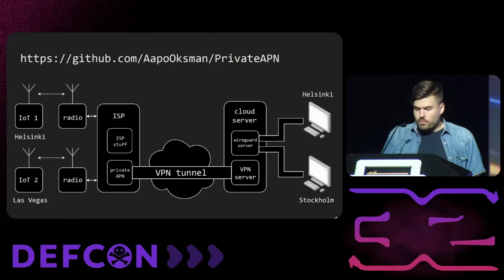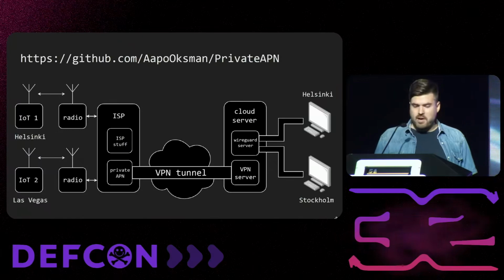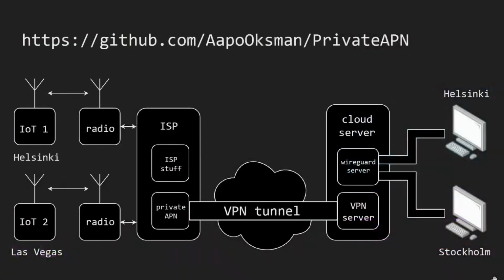So this is my full setup that I run. I have multiple IoT devices connecting to an ISP, a global ISP. One of the devices is in Helsinki, in my home. One is here in Las Vegas, and they are on opposite sides of the world, but they still connect to the same ISP, and go into the private APN. Different ISPs have different tunnels, but they end up on my server.